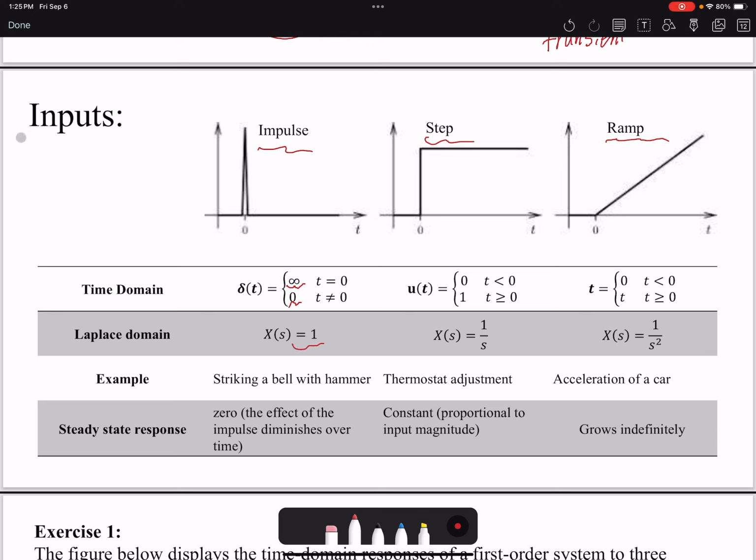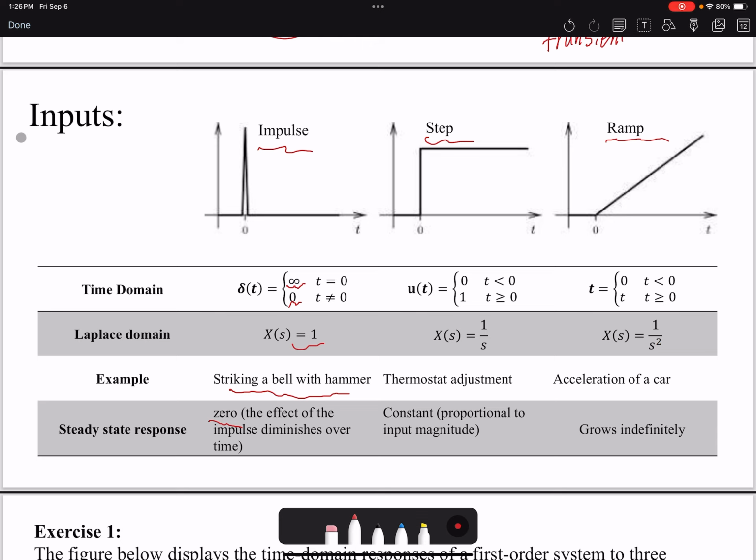In the Laplace domain, we just use 1, and an everyday example of that, you can think of it as striking a bell with a hammer. You have a very sharp excitation and it goes away. We have removed it. The contact was a fraction of a second. What is the steady state response? 0, because that effect after a long time would go away. And the transient response would be very interesting for the case of impulse.